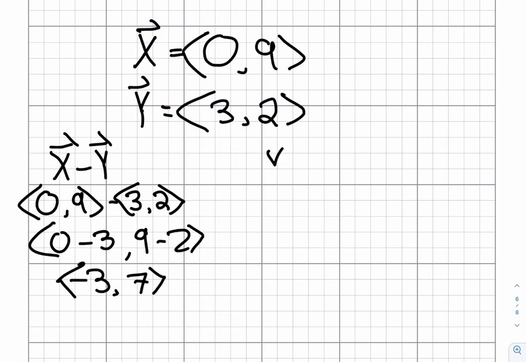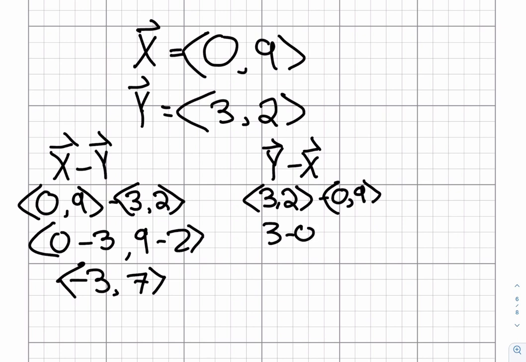Let's try y minus x. This becomes 3, 2 minus 0, 9. This becomes 3 minus 0, 2 minus 9. Then our resultant vector, 3, -7.